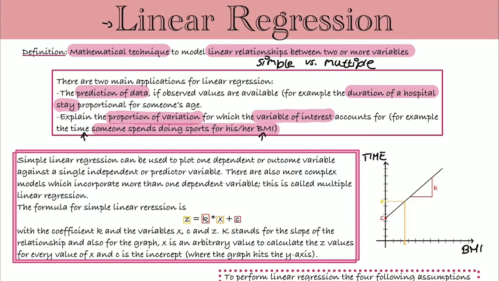The formula is depicted here, where k is for the slope of the relationship, x is the value that you need to calculate z, and c is the intercept, so the point where the graph connects to the y-axis.